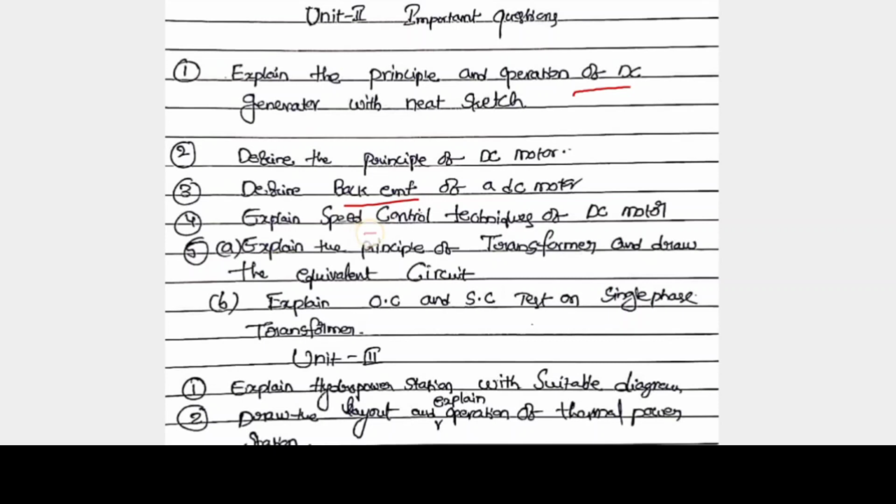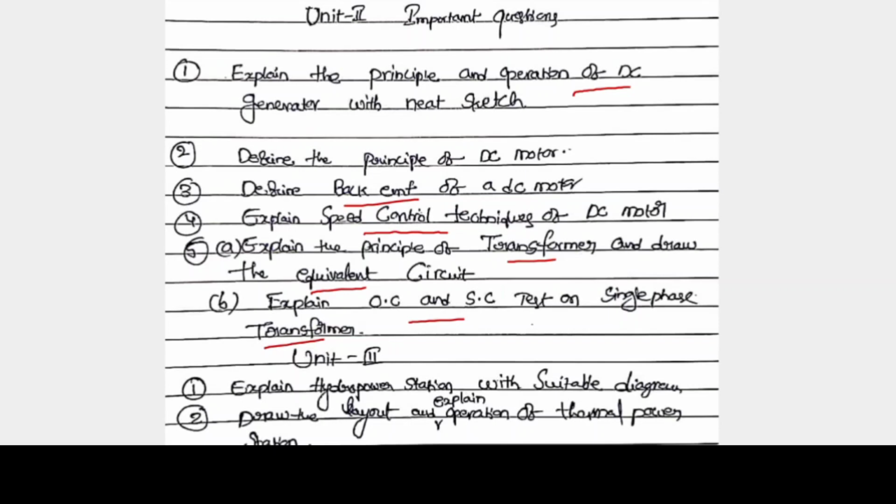Explain speed control techniques of DC motor. That is very important. There are two methods, flux control method and armature control method. Explain the principle of transformer and draw the equivalent circuit. From OC and SC test we can draw the equivalent circuit. How to do OC test and SC test was explained in a previous video, you can check.